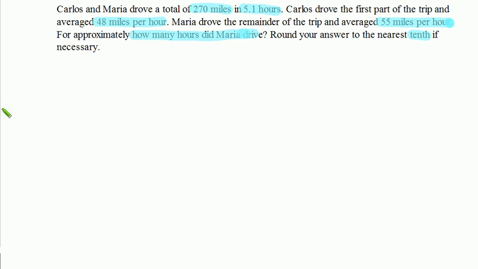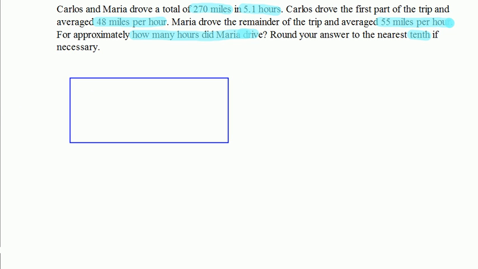Alright, let's set this up. We're going to need a table to record all this information in, so let's create that table. Start with a big old rectangle. And we'll go ahead and put some lines on there to set this up. Oops, that's not going to work.